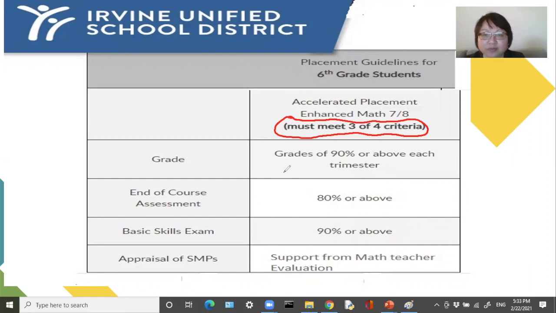So grades need to be 90% or above for each trimester. And end of course assessment needs to be 80% or above. Basic skills exam needs to be 90% or above. And support from math teacher's evaluation.